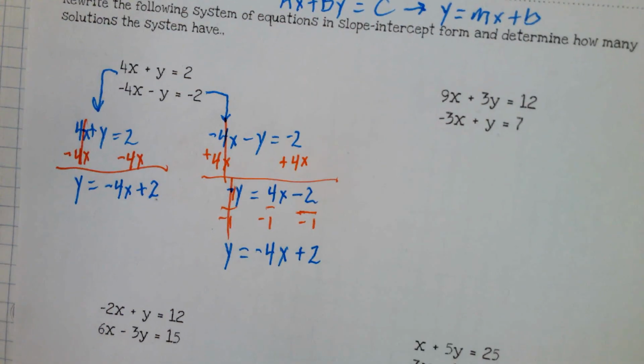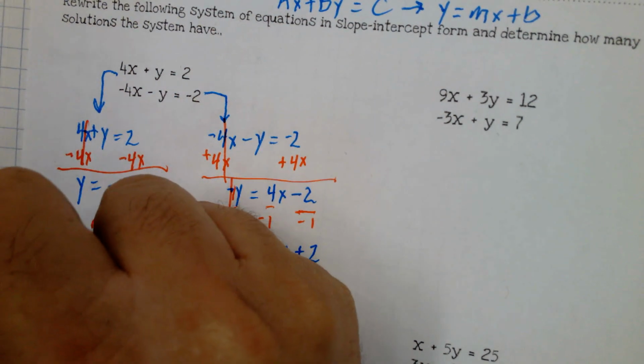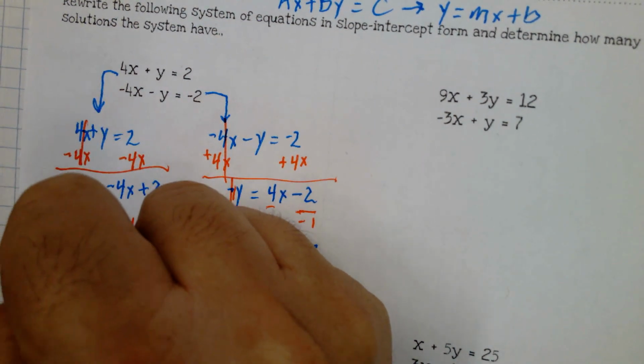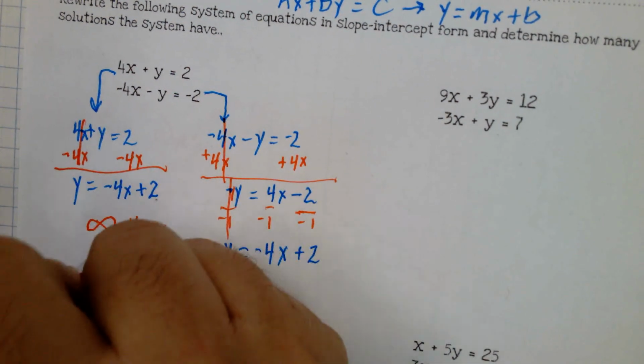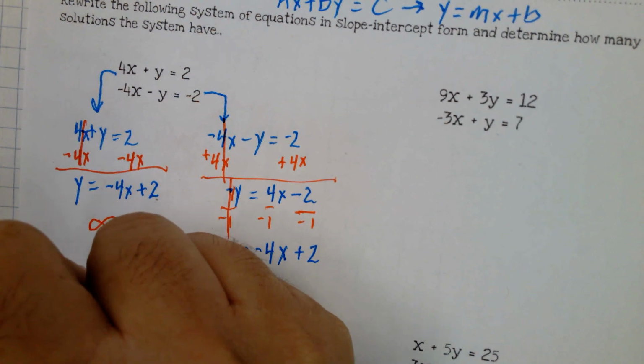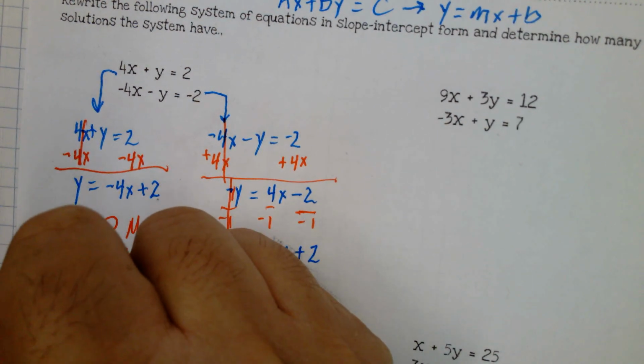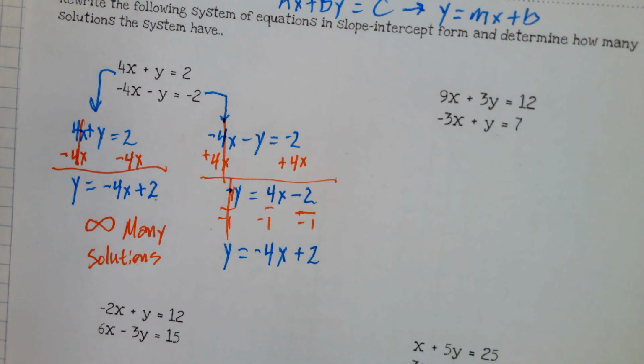So if we were to graph these, we have infinitely many solutions. Okay.